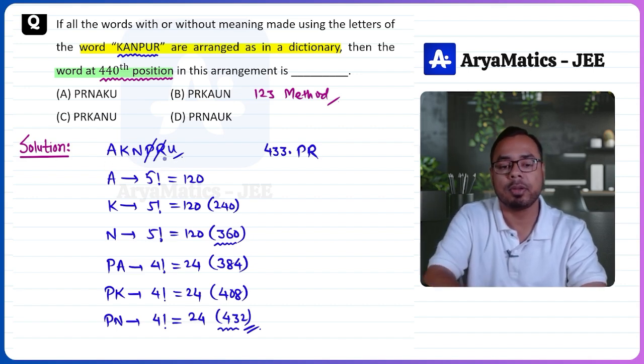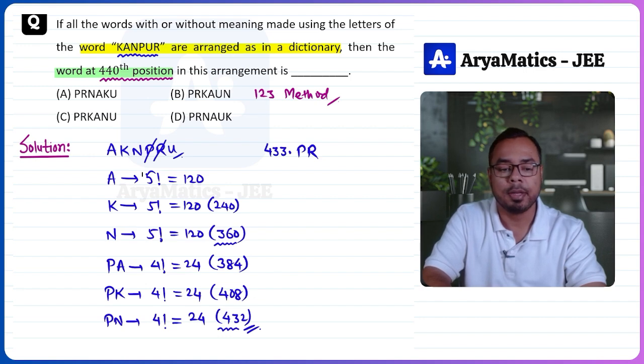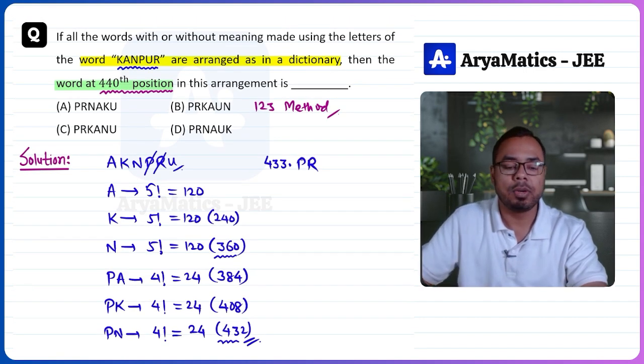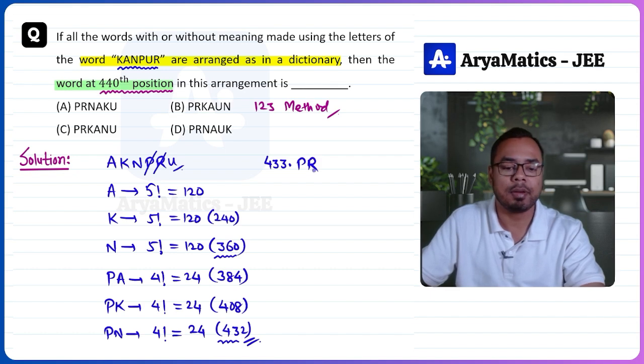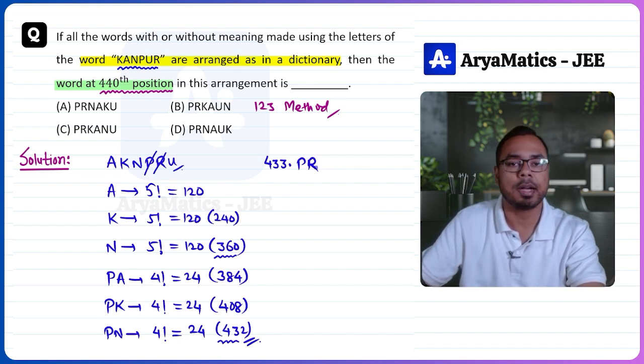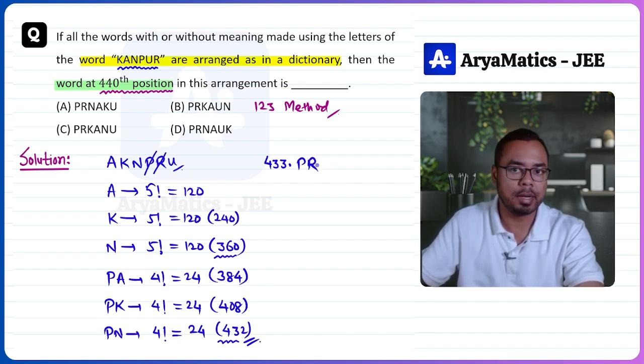Now if I ask which word will come at this particular place, then these two letters followed by the remaining 4 letters in alphabetical order, right? The first word starting with PR will come on this place. So if I need the first word starting with a given set of letters, then those letters are followed by the other letters in alphabetical order.